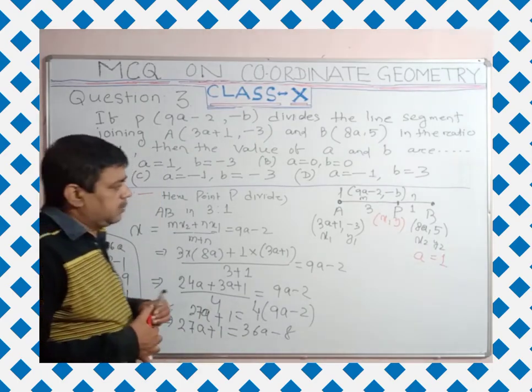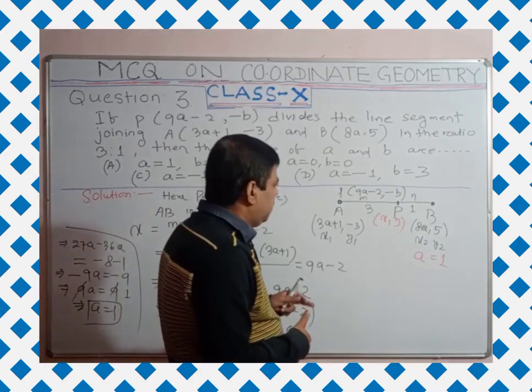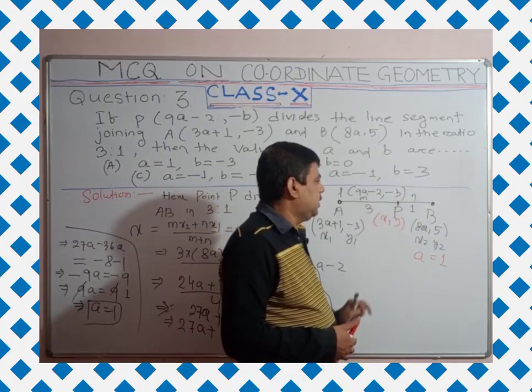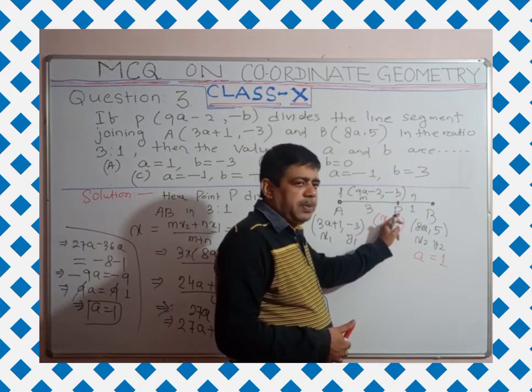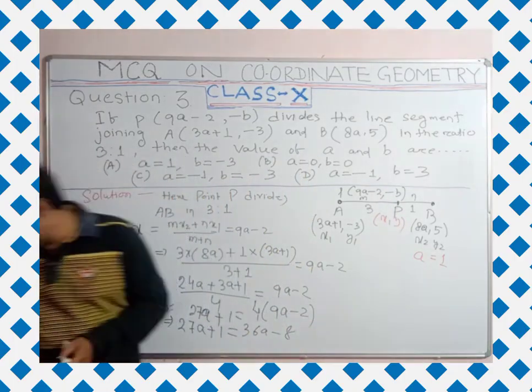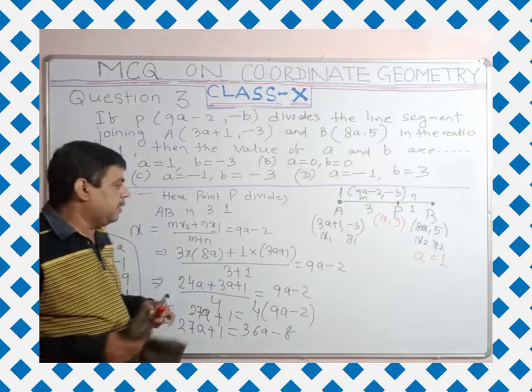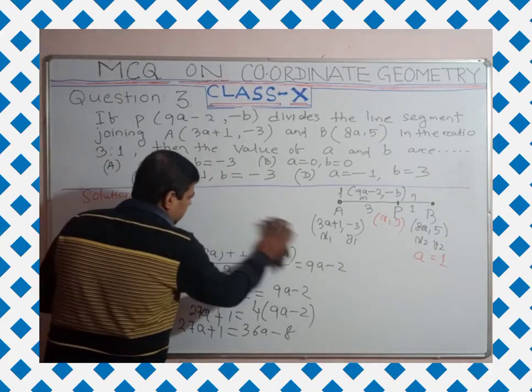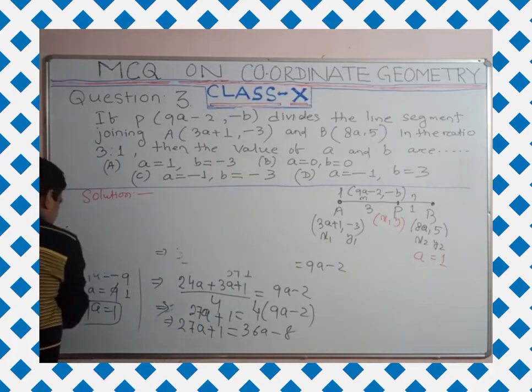Similarly, let me find the value of b. Value of b indicates which coordinate? Y coordinate. Here the y coordinate is minus b. The y coordinate of the point P is minus b, means y value is minus b. Similarly, using the internal section formula, can you find out the value of b here? Yes? Okay, let's see here.